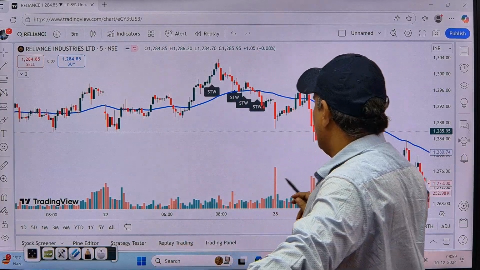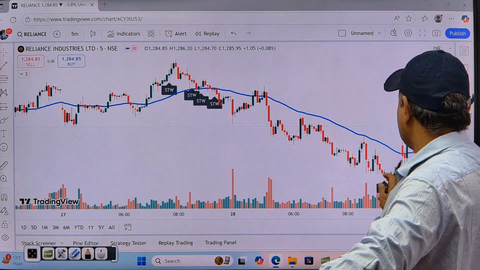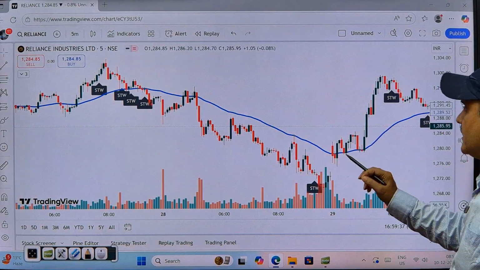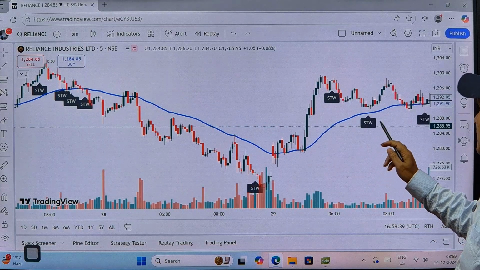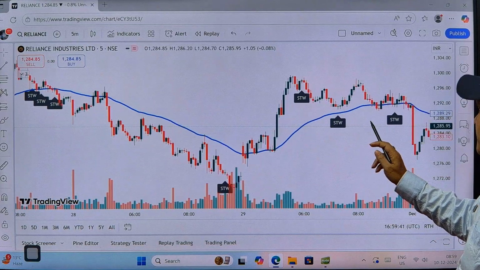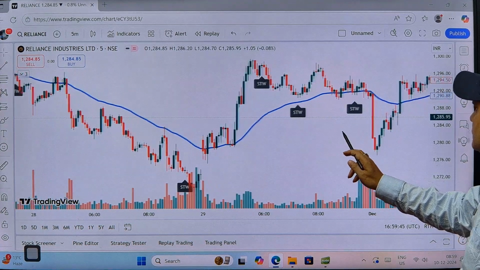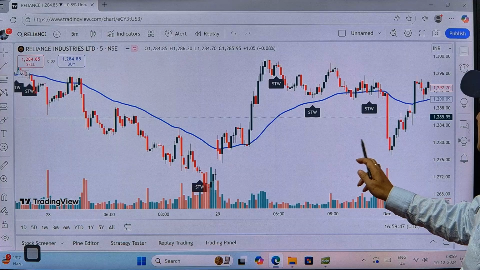In our method, this is the 50 EMA. When you see the spinning top below the 50 EMA, it's very nice to trade. Whenever you see the spinning top below the 50 EMA, like here, not here, it's also above the.